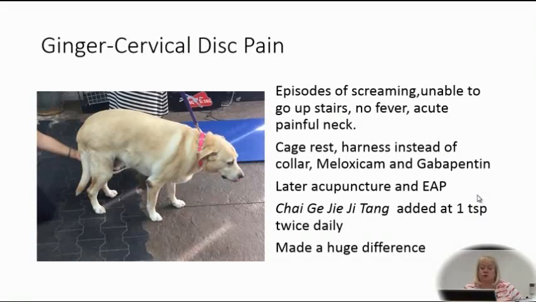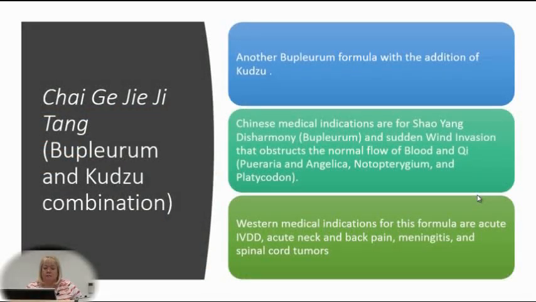Chai Ji Jie Tong is another blue plurum formula that has the addition of kudzu in it. The Chinese medical implications are for Shaoyang disharmony, which is what the blue plurum is for, and sudden wind invasion that obstructs the normal flow of blood and qi. This has angelica, notopterygium, and platycodon, and the Western indications are IVDD, acute neck and back pain, meningitis, and spinal cord tumors.